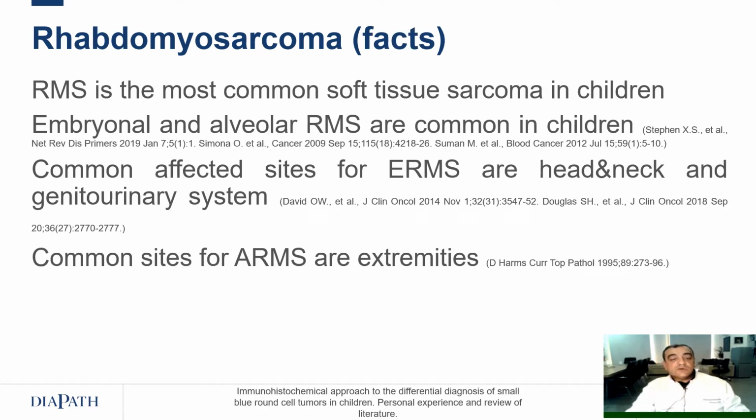Rhabdomyosarcoma is the most common soft tissue sarcoma in children. And in children, it must be noted that embryonal and alveolar rhabdomyosarcomas are the most common types. The other 2 types, pleomorphic and sclerosing spindle cell rhabdomyosarcomas, are not typical for children and can be seen in adults and elderly patients. For embryonal rhabdomyosarcoma, the commonly affected sites are the head and neck and genitourinary system. For alveolar rhabdomyosarcoma, the common sites of involvement are the extremities.